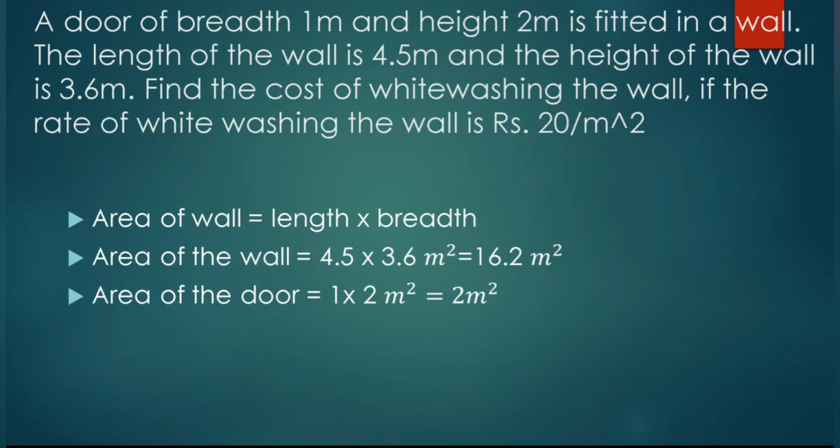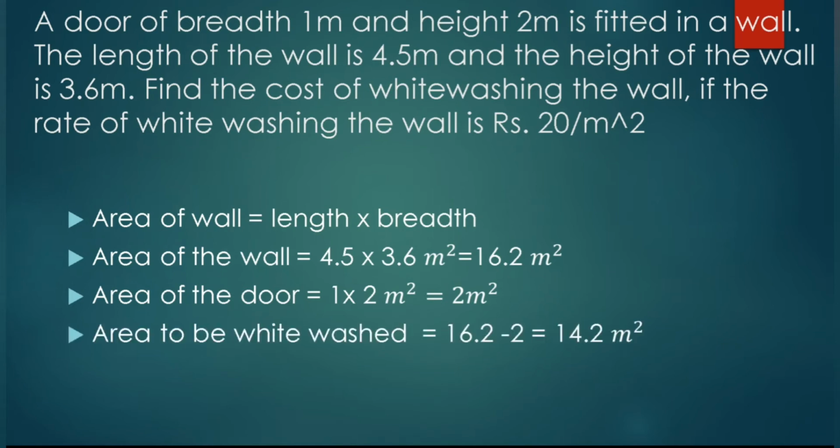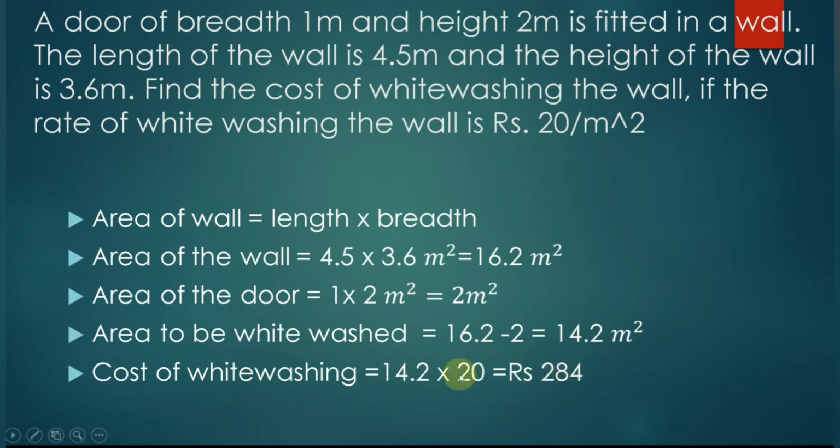So now the portion which we need to whitewash, I need to subtract both of them. So subtracting, I will get 14.2 meter square. Now the cost is already given, 20 per meter square. So this area will be multiplied with the cost to get the total cost. So cost of whitewashing will be 14.2 into 20, that is 284 rupees you need to invest for whitewashing.